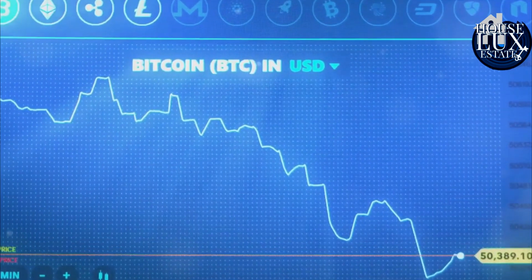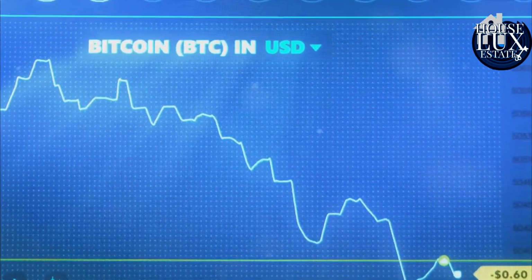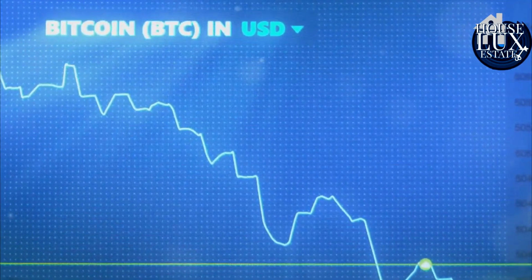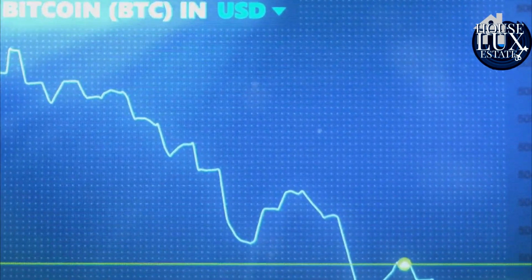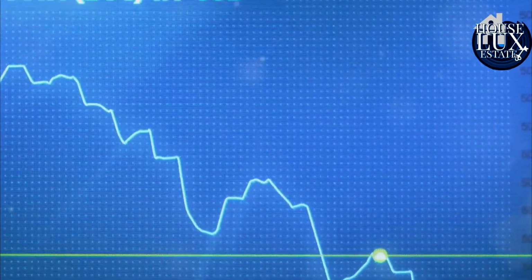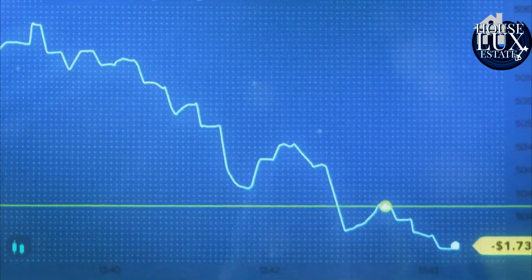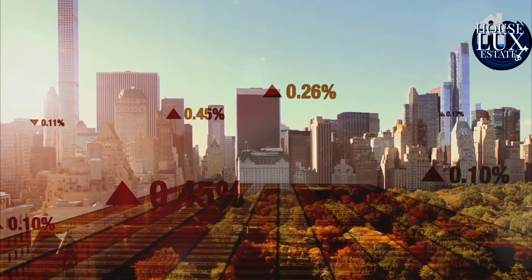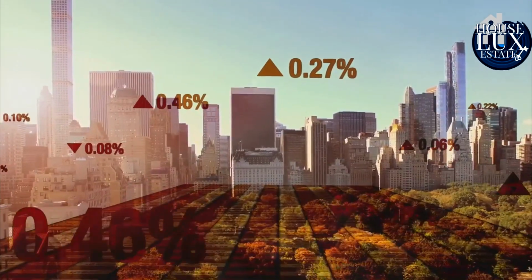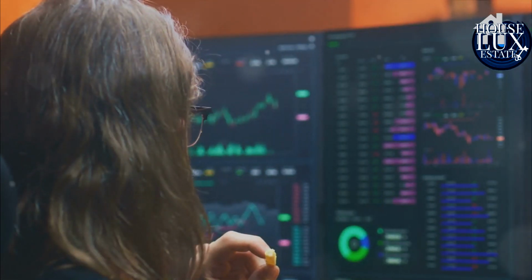Now, why are these trends important? Simply put, they're the pulse of the marketplace. They help investors understand where the market has been, where it's currently standing, and where it might be heading. This information is crucial for making sound investment decisions. However, the challenge lies in the analysis.